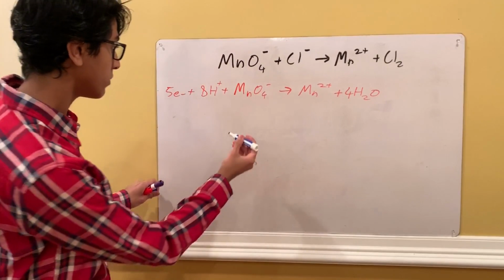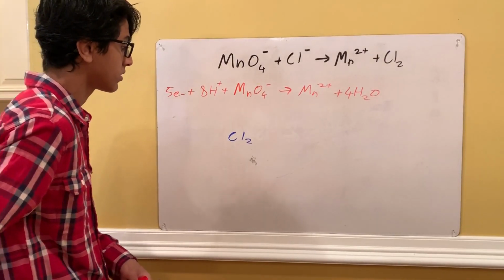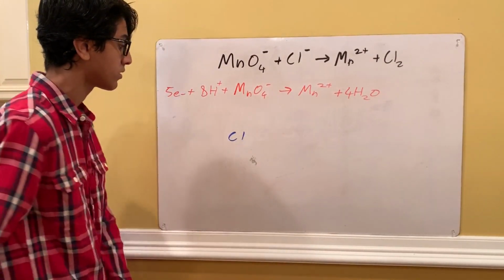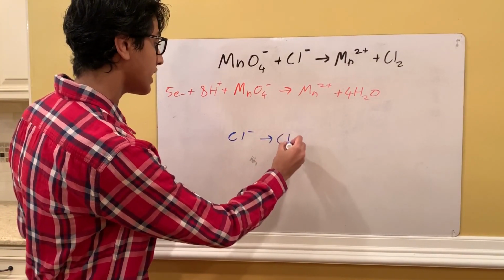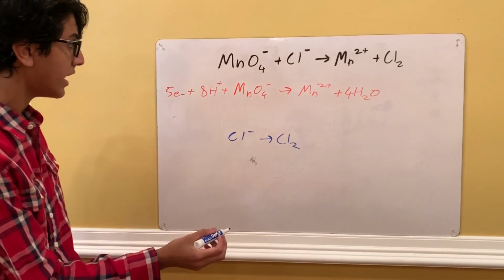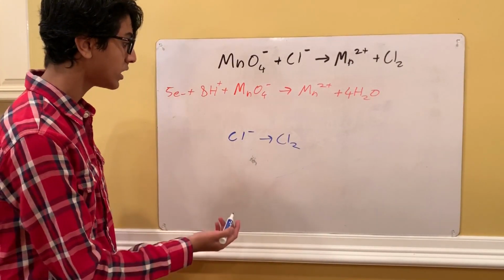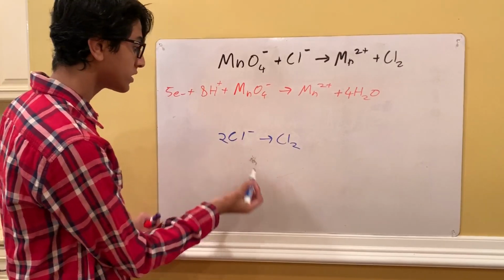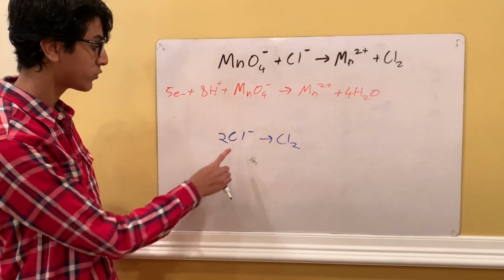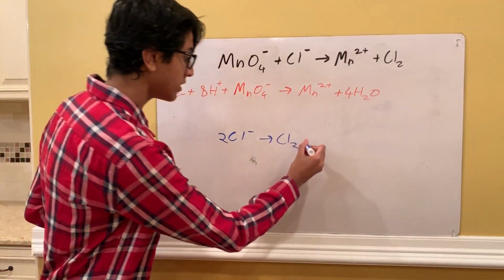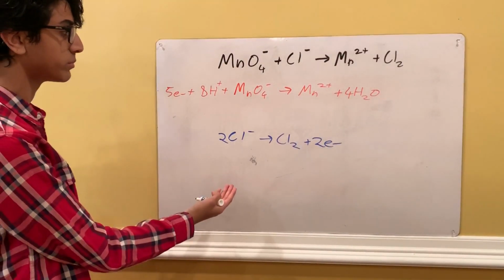We can start that off with Cl, oh no, not 2. Cl minus goes to Cl2. And if we look over here, we don't have any oxygens, we don't have any hydrogens, so we don't have to worry about that. We can just add a 2 over here. We have 2 Cl and 2 Cl, so we're good. But the charges still aren't balanced, so we have 2 minus and 0. So we can just add 2 electrons over here. And now this equation is completely balanced out.